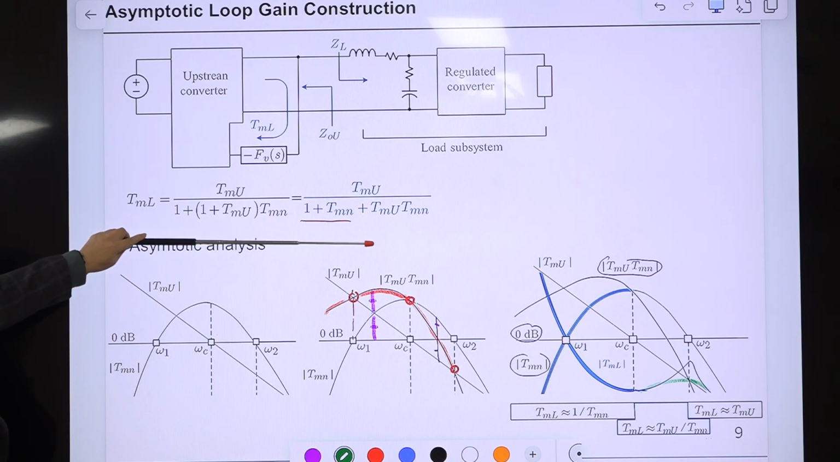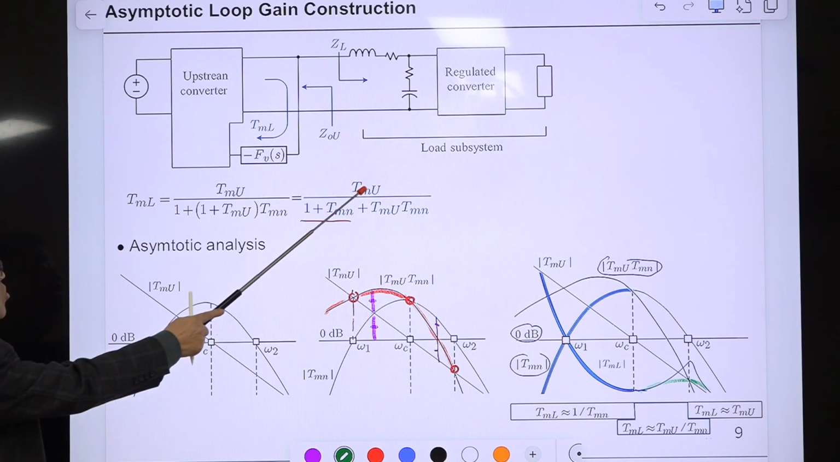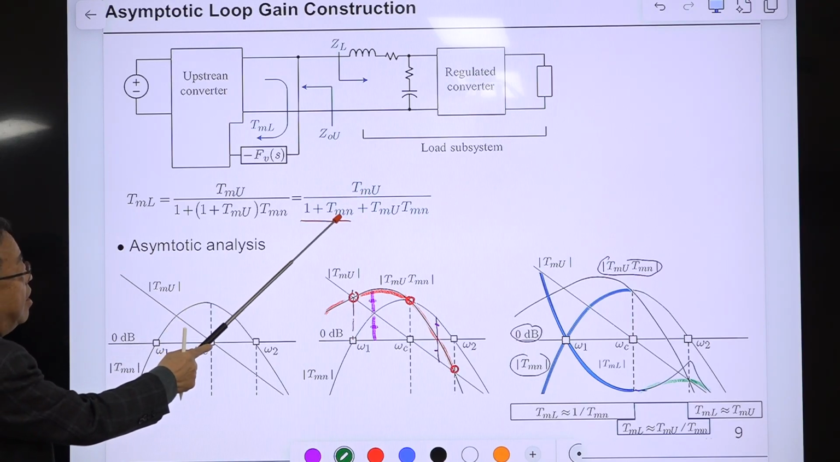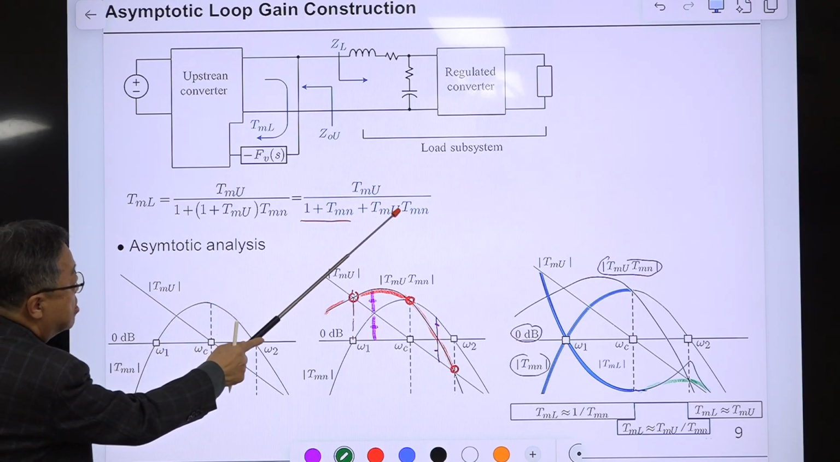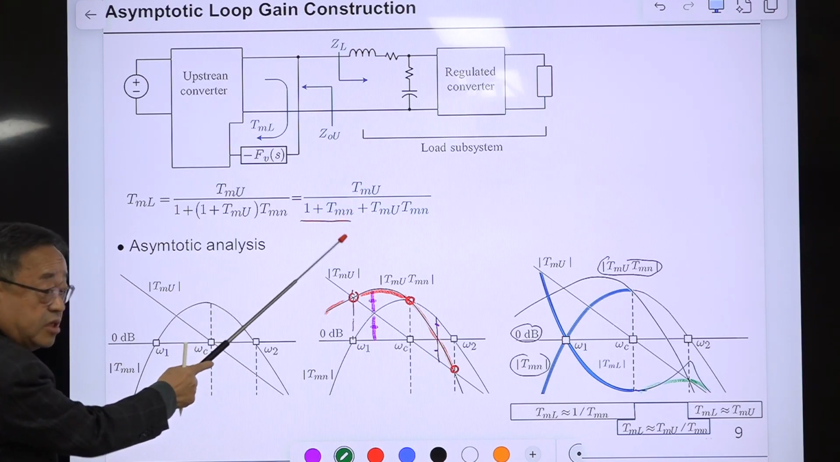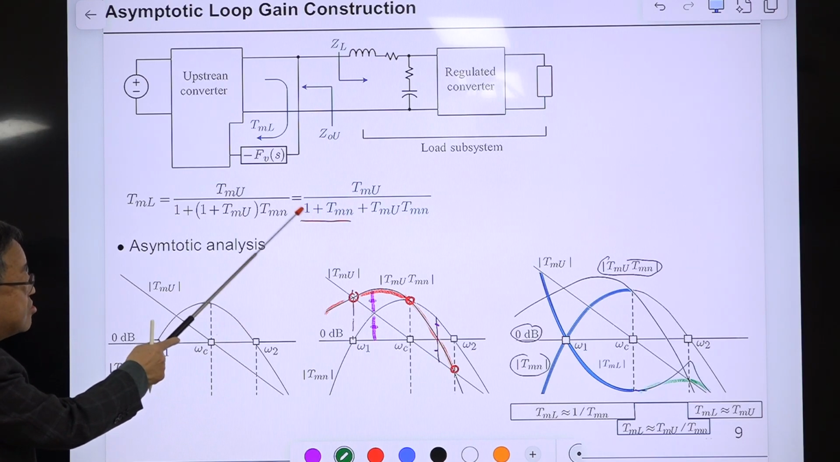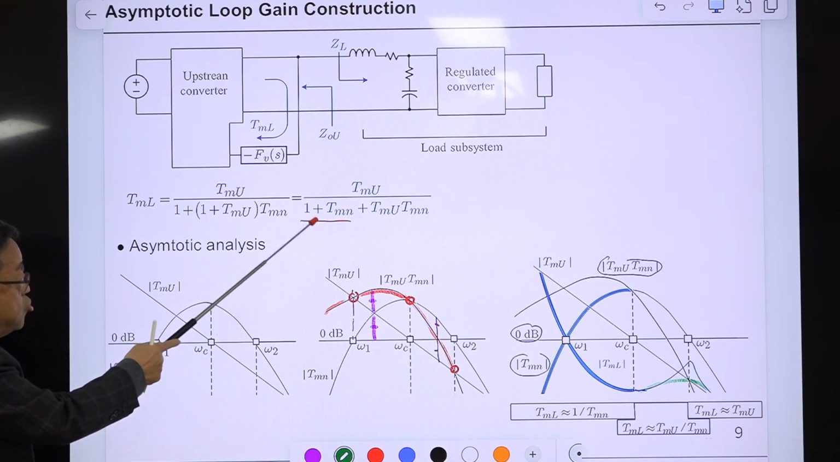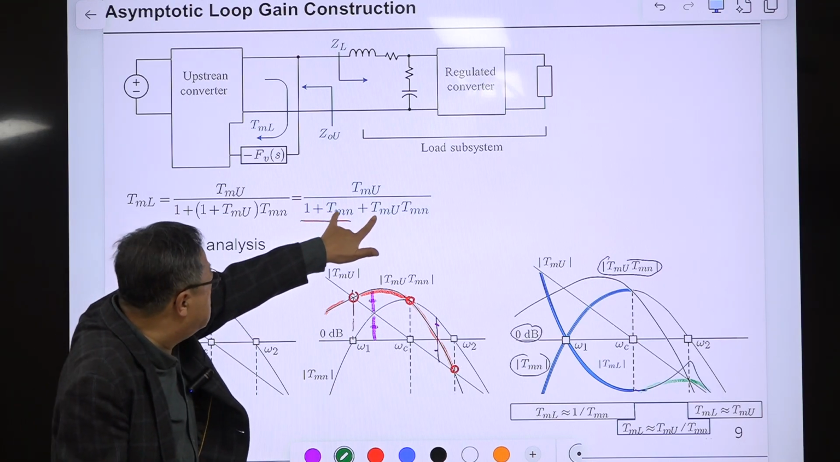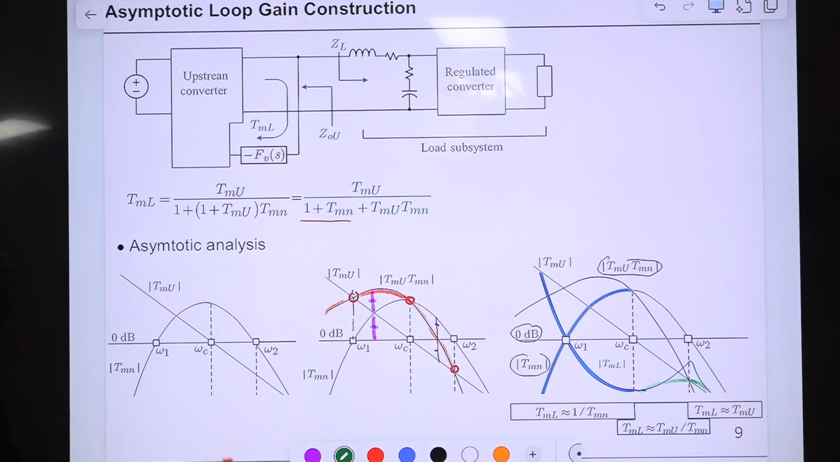This is our equation. There are three terms involved with this. One is TMU, TMN, and the multiplication of these. This is the addition of this one and this one, actually, in log scale. And this one is what? This is the 0 dB line. Okay, this is very trivial. So these three terms are considered here.